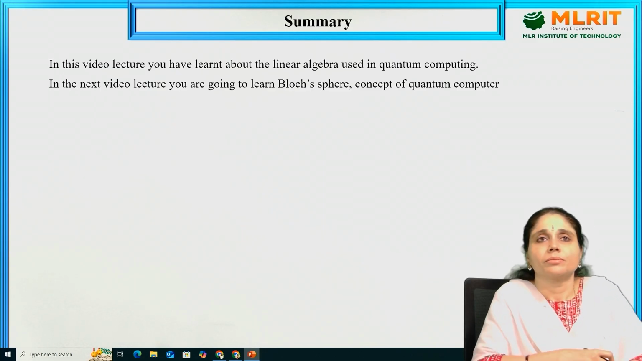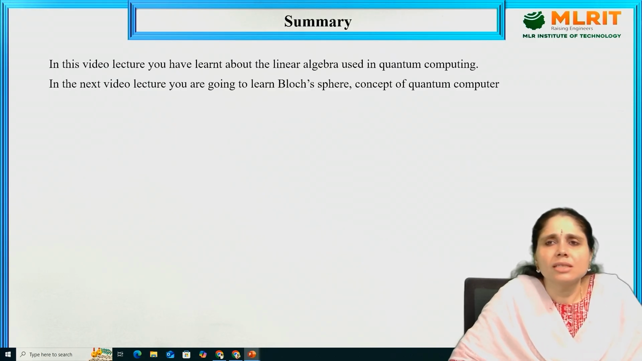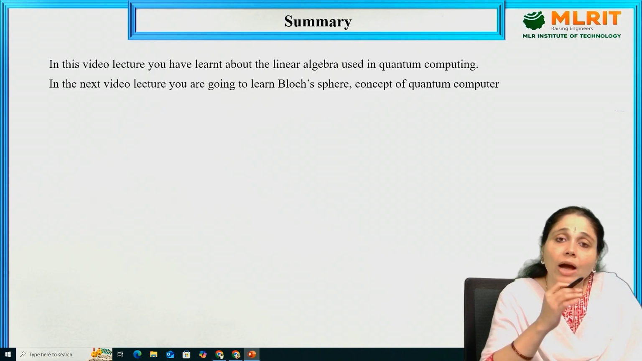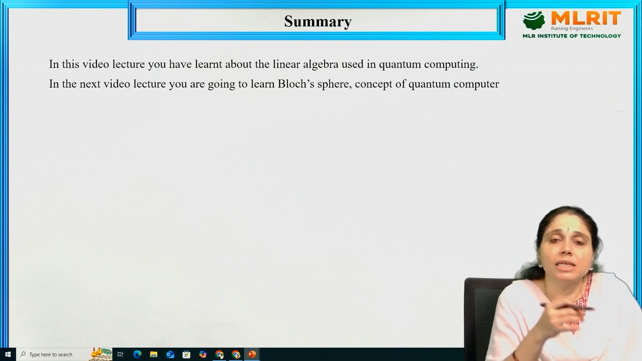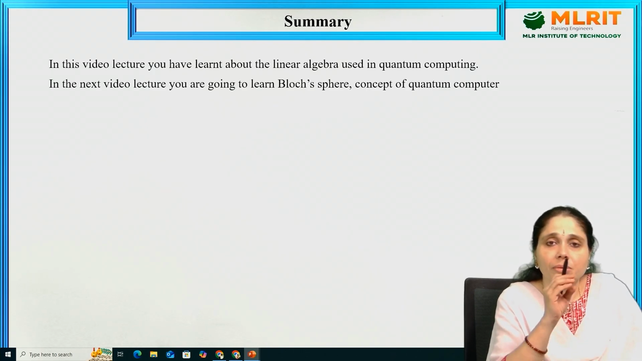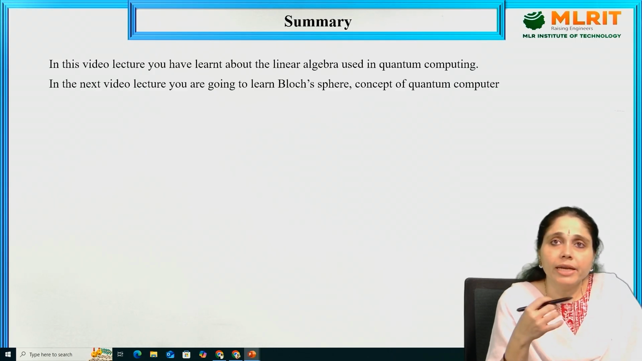Now, this is a simple representation. From the next video lecture onwards, we are going to have tensor products, linear algebra combinations, and superposition of states and so on. So, this is the simple matrix representation we have learnt in this video lecture: linear algebra and quantum computing.